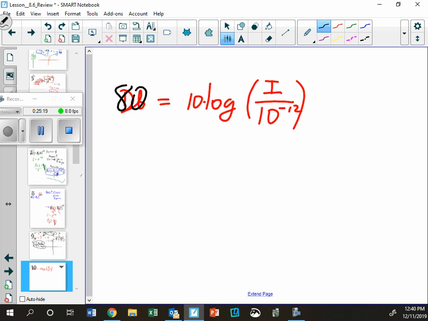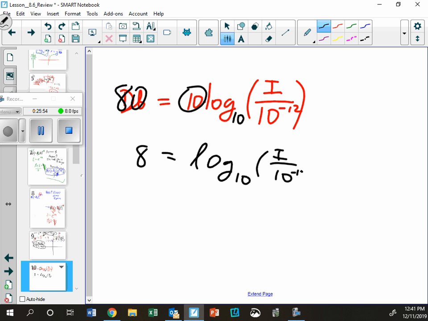All right, so little pieces of advice. First of all, do you agree that this is base 10? Even though I never said it was base 10, it said log, doesn't have a base, that means it defaults to base 10. You with me on that? Next, how about this 10? Where could it go? You could divide both sides by that 10. That would be totally legal. Or you could put it up as a power. I like the idea of dividing both sides by 10, because then this will just be 8 equals log base 10 of I over 10 to the negative 12.